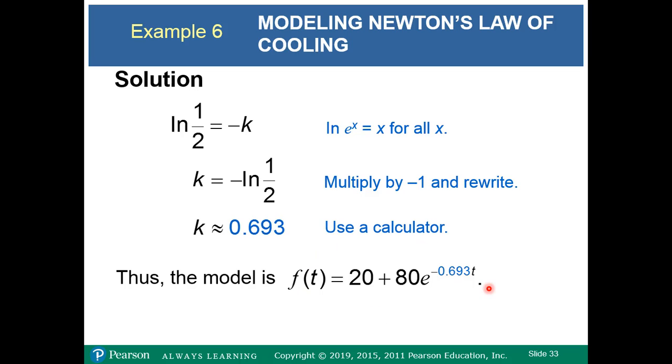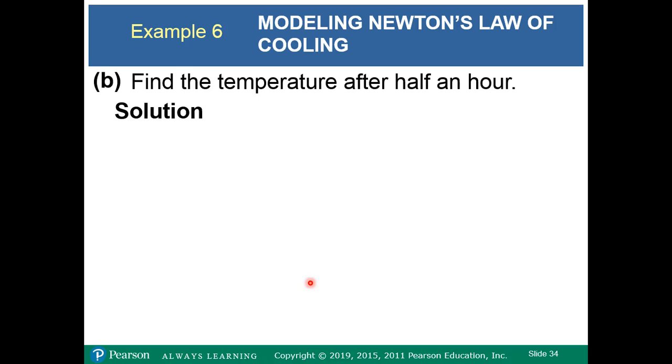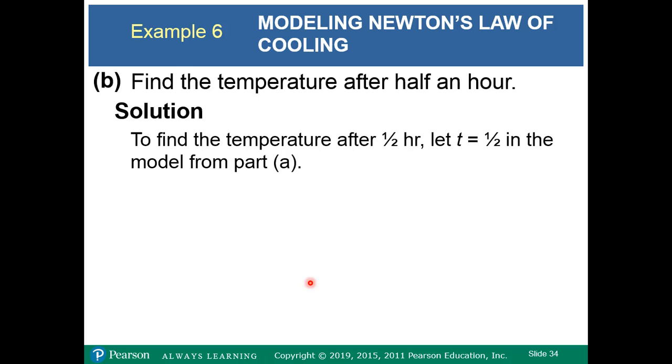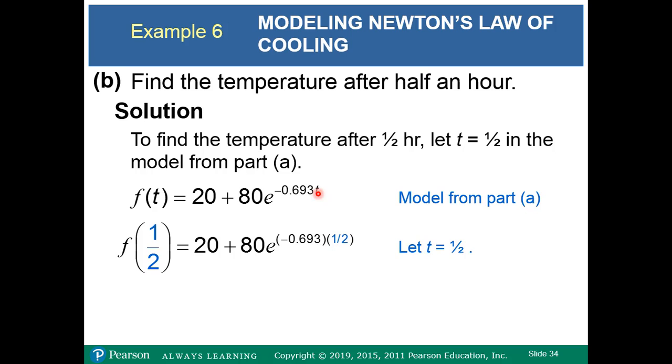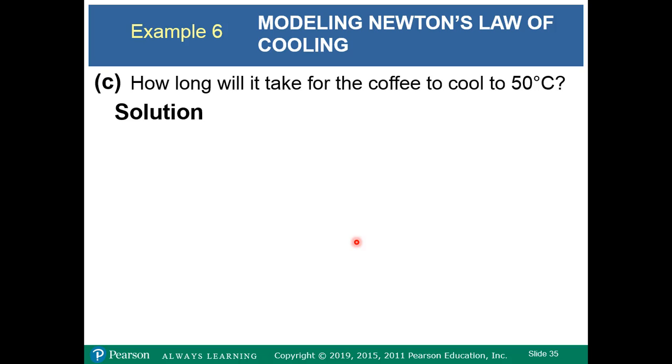And so now we've got our model. This is the model that's going to model the temperature of the pot over time t, which is in hours. Find the temperature after half an hour. So half an hour, so t equals 1/2. And so we're going to just plug in 1/2 here, and then just solve. And we get half an hour later, the temperature should be 76.6 degrees Celsius. Don't forget your units.